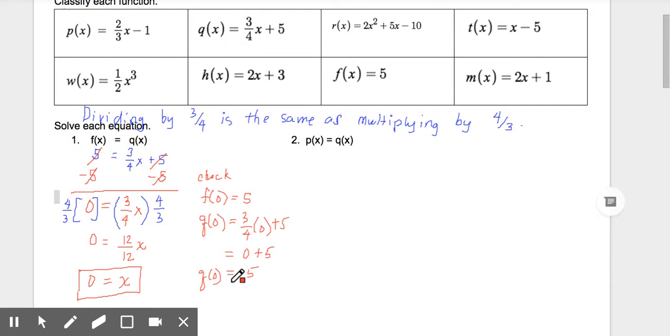So q of 0 is 5, f of 0 is 5. So that means when x equals 0, f of x and q of x have the same value, which is 5.